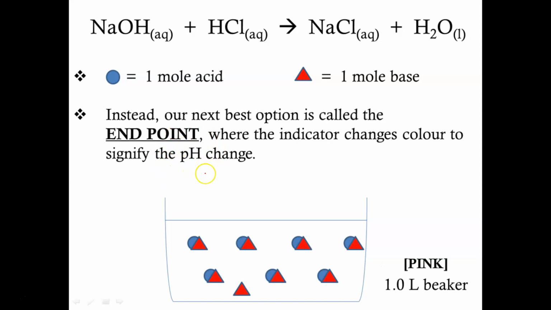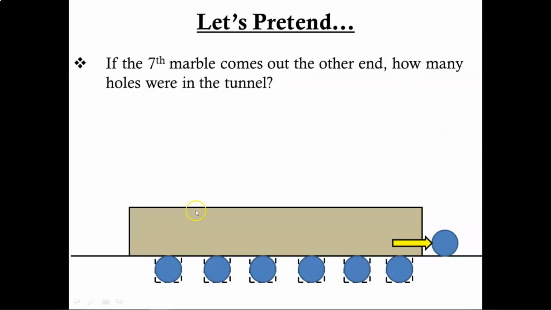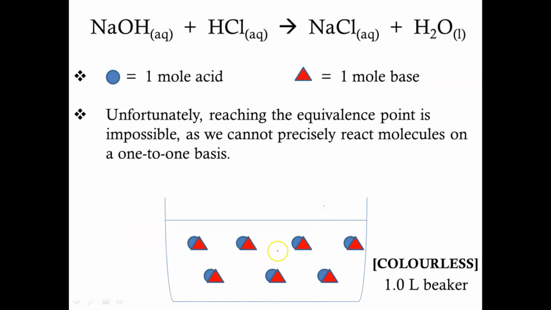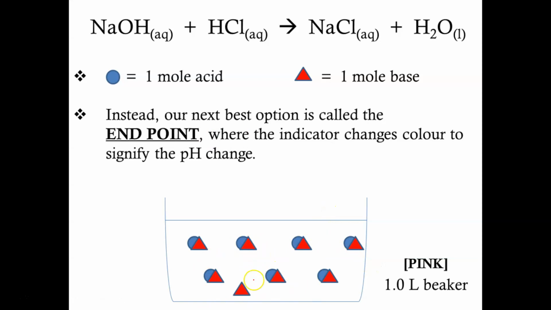So if the equivalence point is practically impossible to reach, the next best thing is called the end point. That is where the indicator changes color to signify a pH change. So just like in our example, I can't just stop at marble number 6 and that's it. I have to throw in the 7th marble. I have to overshoot the number of holes in order to indicate that every hole has been filled with a marble. Similarly, I can't just stop at the equivalence point. I have to overshoot it, adding a little extra base to cause my indicator to change pink, or whatever color your indicator may change to.